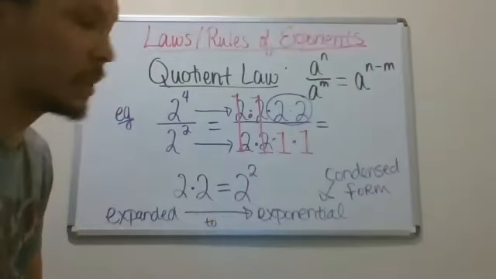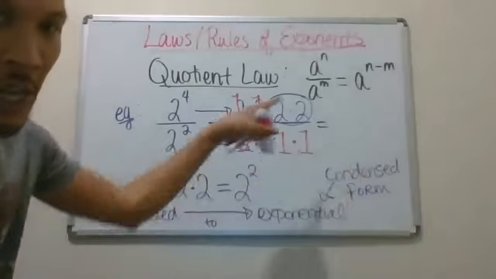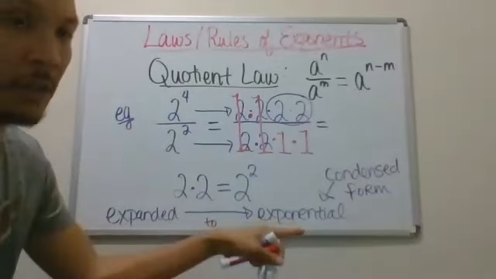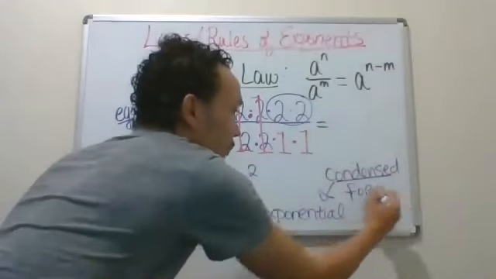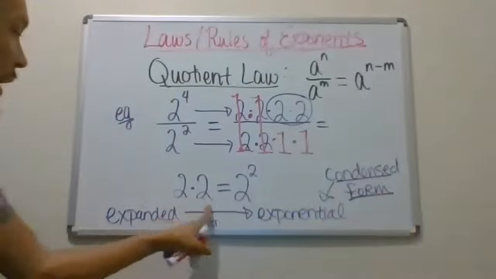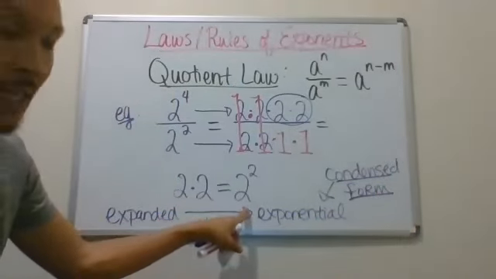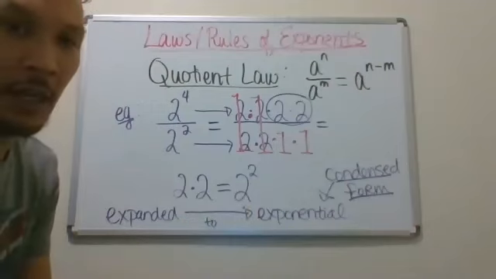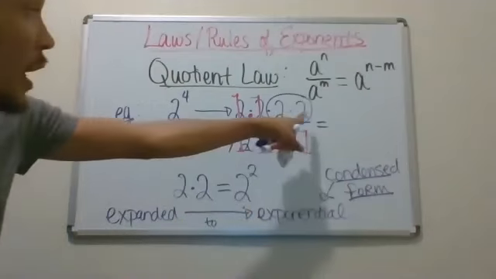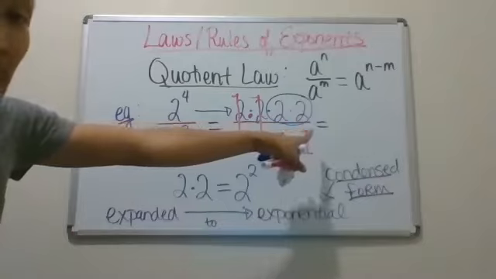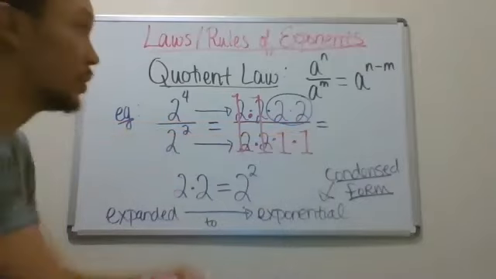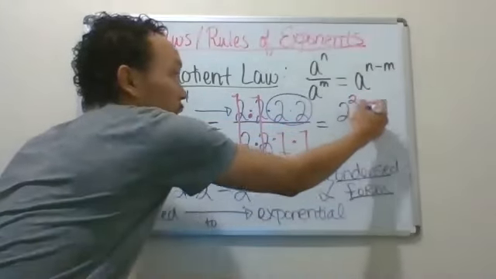I thought about the notation, the language that I was using, and it might have confused you. So when I say condensed form, we're just taking our expanded form and moving to our exponential form. Thank you. That actually was a good idea. So therefore, we know what 2 times 2 is. In condensed form, that's going to be equal to 2 squared.